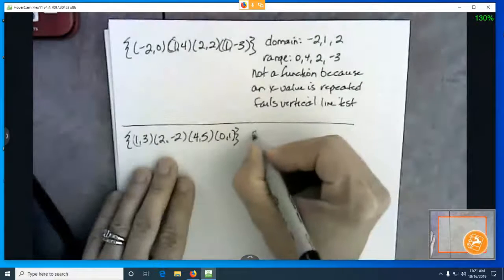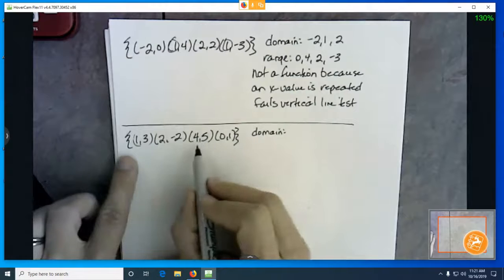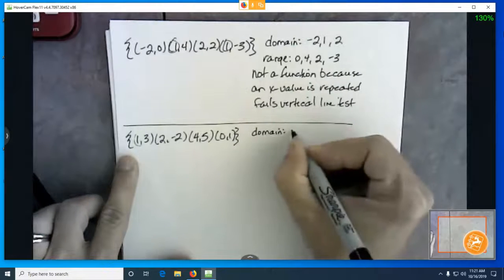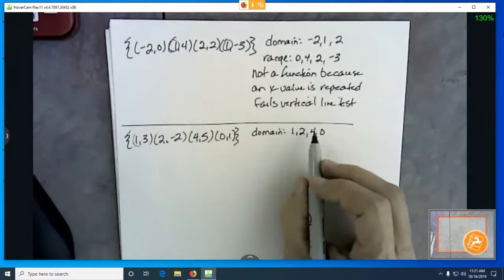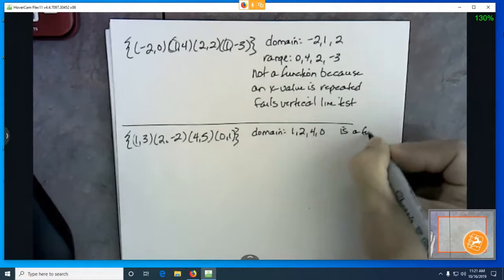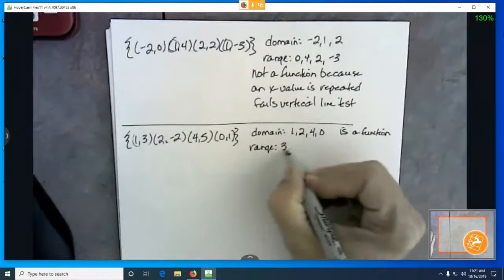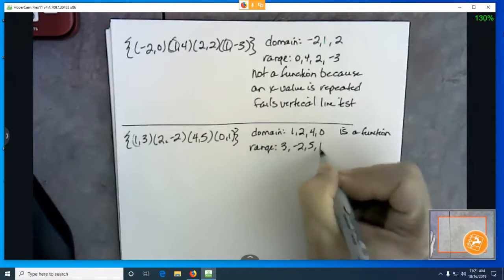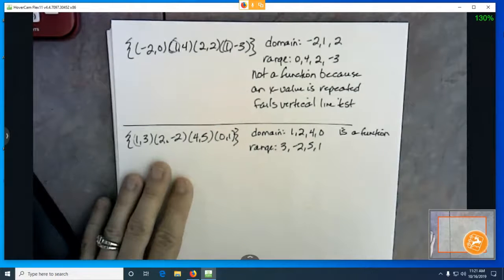So for this one, if we look at the domain, that's all the x values, and this time they're all different. Right away, since we've got all different x values, we can say this is a function. For the range, we've got 3, -2, 5, and 1. And since we know this is a function, we're going to go ahead and figure out the inverse of this one.